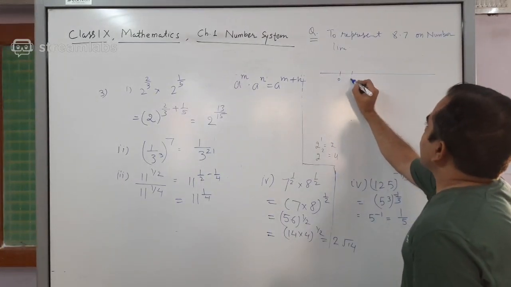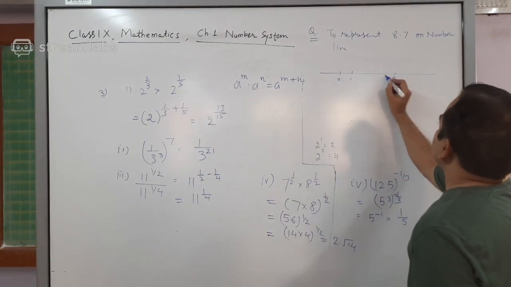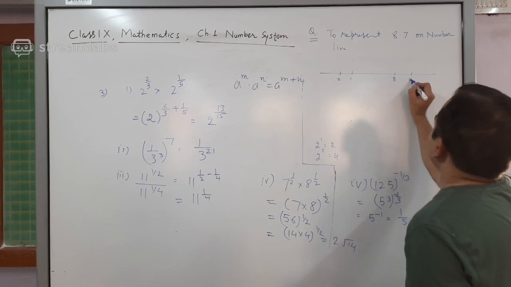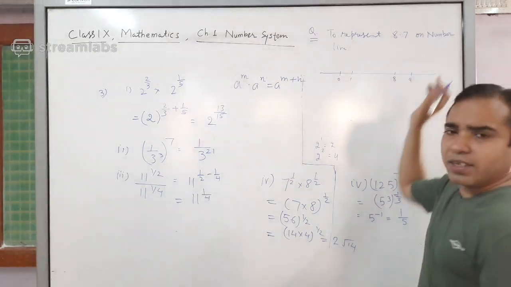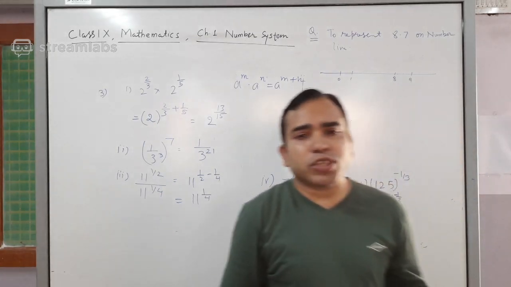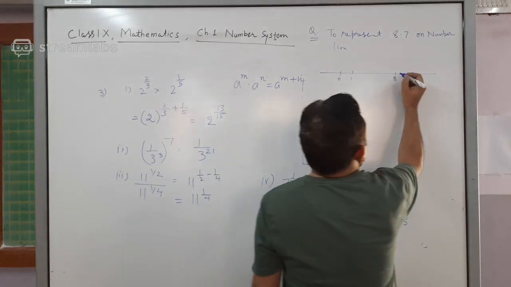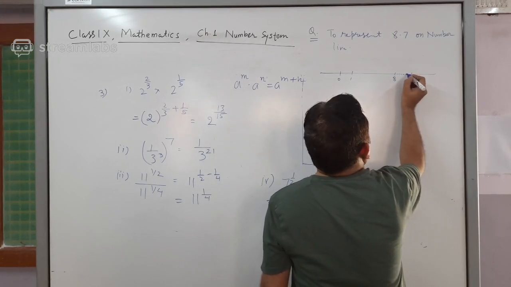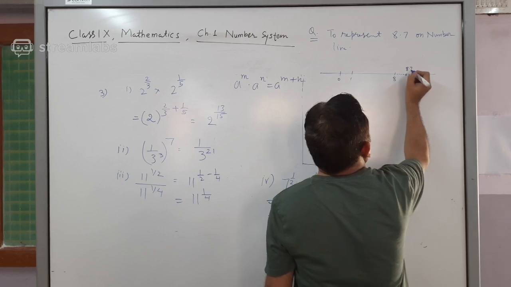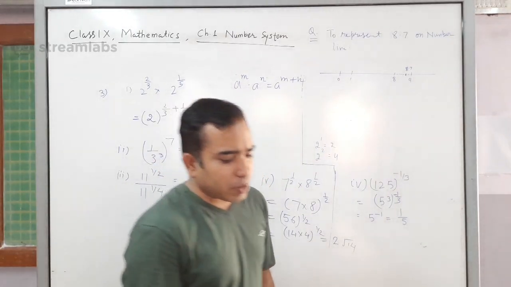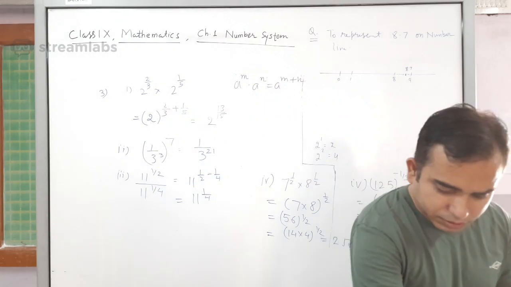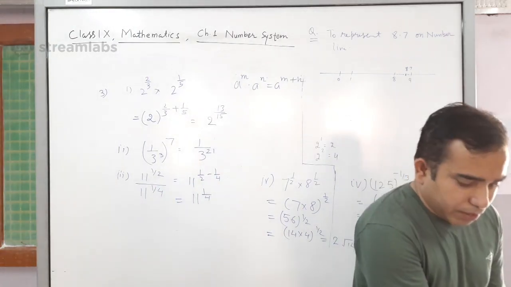8.7 is quite simple. It is 0, 1 and 8, 9. Then between 8 and 9, just divide the place into 10 equal parts, right? And then just select. This will become 8.7. Right, up to 1 decimal place it is not at all difficult. Right.